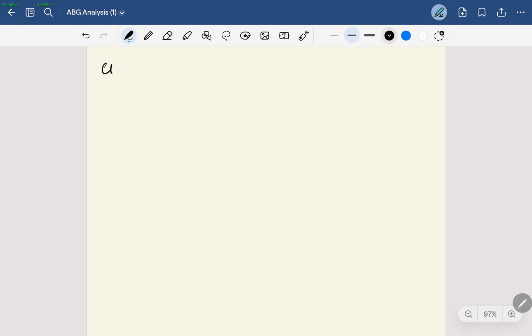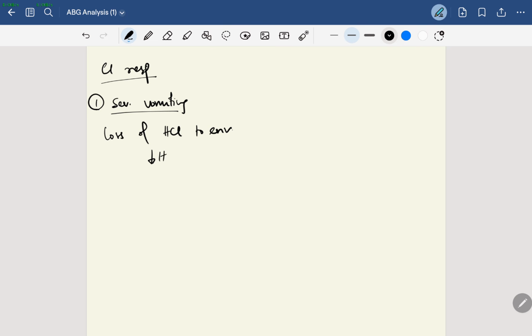So in the case of chloride responsive, one of the causes is severe vomiting. And this is just because there's loss of gastric hydrochloric acid to the environment. So there's loss of H+, which leads to alkalosis, and loss of chloride, which makes it chloride responsive, so response to IV saline.